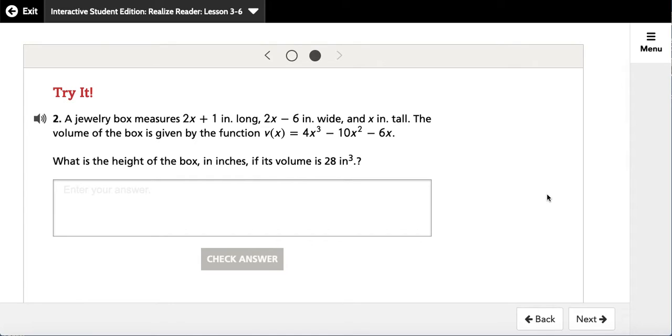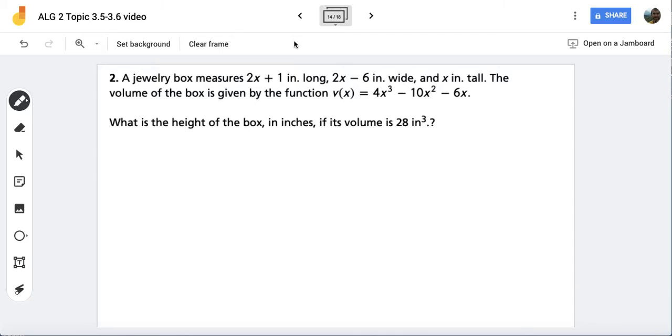What they want us to use is the rational root theorem. A jewelry box measures 2x plus 1, 2x minus 6, and x inches tall. The volume of the box is 4x cubed minus 10x squared minus 6x, and it turns out the volume is 28. So they want us to find what the height is. Okay, you can give that a shot if you want. Click pause. I'm going to go to it.